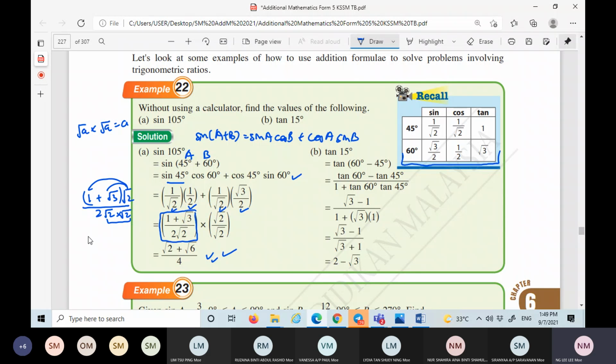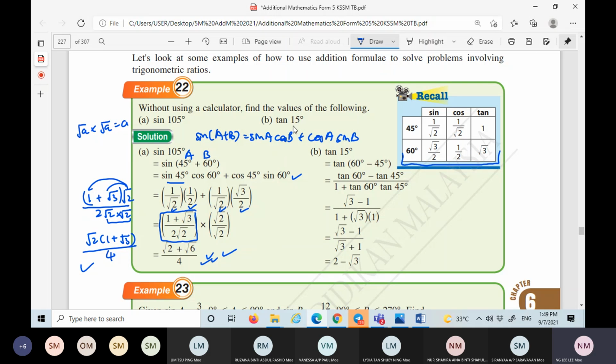Actually this one, if you want to leave it this way also can. No need to times in, but here make sure the denominator cannot have square root. So this is the answer. This one also can, this one also can. Okay, we go to B.